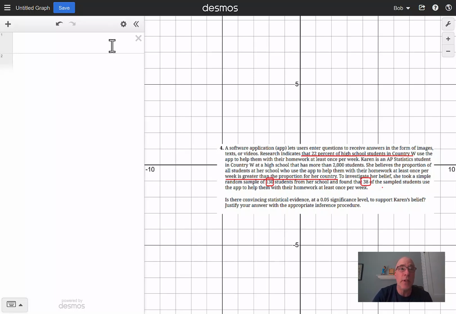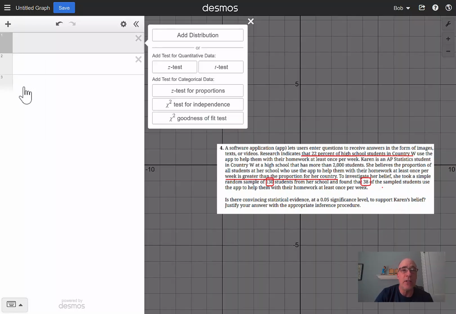Okay, let's see how Desmos can allow us to do inference now. Under the plus sign, add item, you might notice we have our new inference widget here that we can press and see what happens here. So we have different choices here. We can add a test for quantitative data, a Z-test or a T-test. I invite you to play around with those and see what happens if you try to do a 2-sample T-test and how you can put the information in. Spoiler alert, you can put in summary statistics or you can put in actual lists by typing them in.